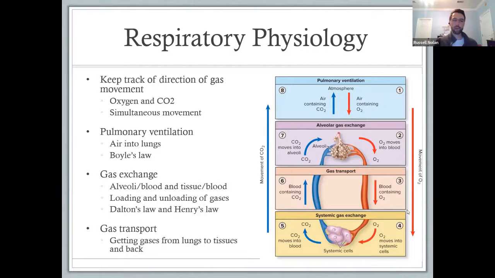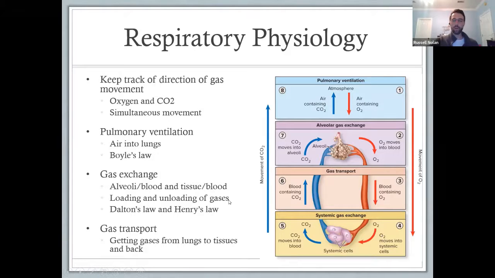Then we get into gas exchange. This is literally moving the gases from one area to another across a membrane. So we exchange gases across the alveolar membrane, so alveoli to blood to alveoli, because remember, this is happening simultaneously. It's not that we just do oxygen and then we do carbon dioxide. It happens simultaneously. My little backslash there represents a membrane between the alveoli and the blood, and then we have another gas exchange membrane between the tissue and the blood.